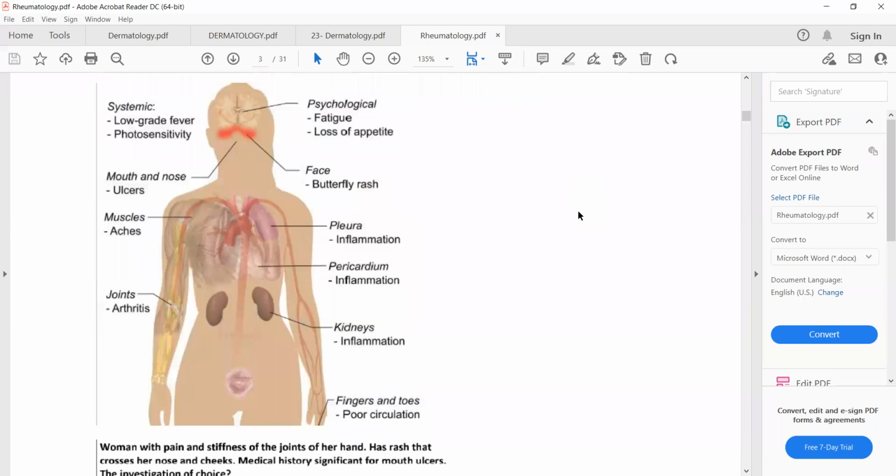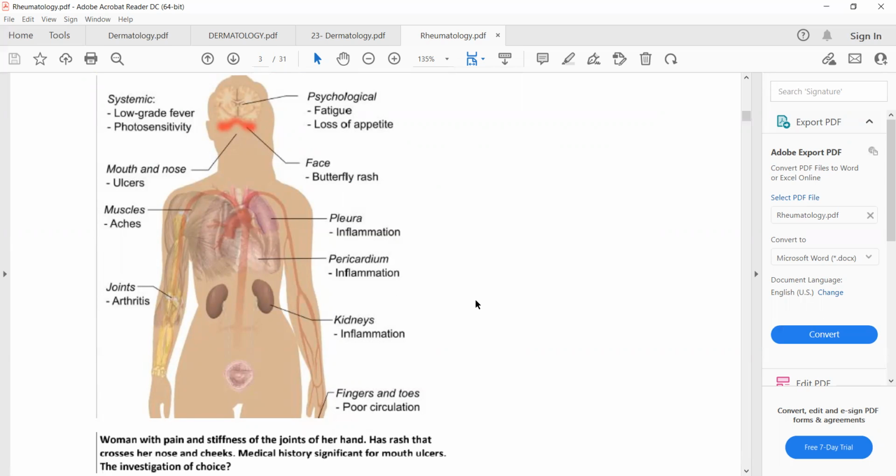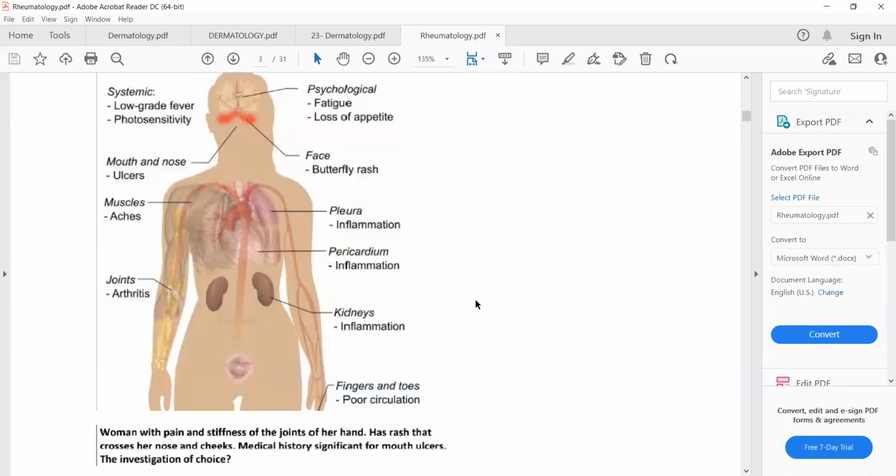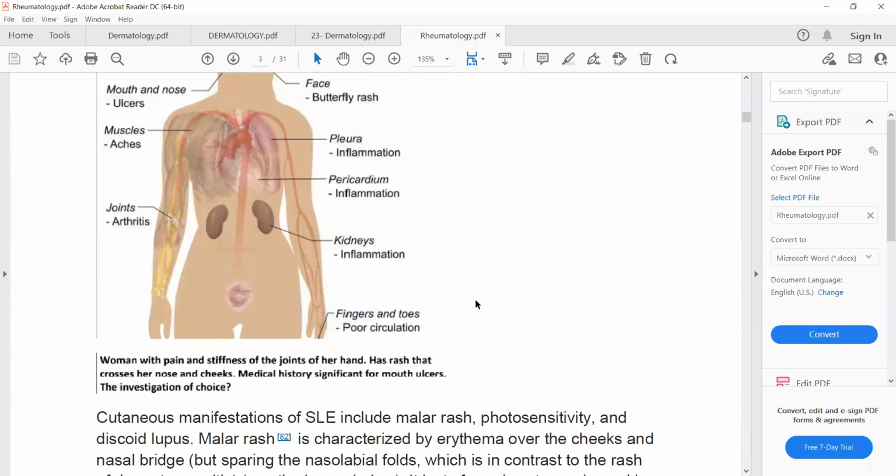So this is a diagram showing the involvement of different organs in SLE, starting from the CNS, then heart, then lungs, then kidneys, then fingers and toes, joints, etc.